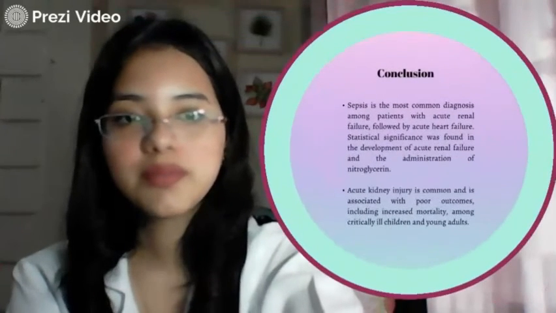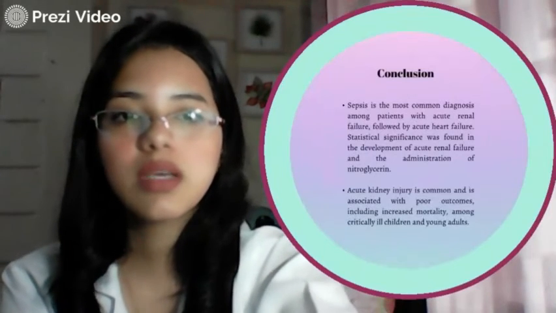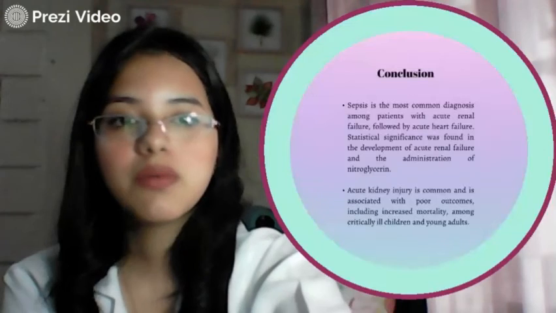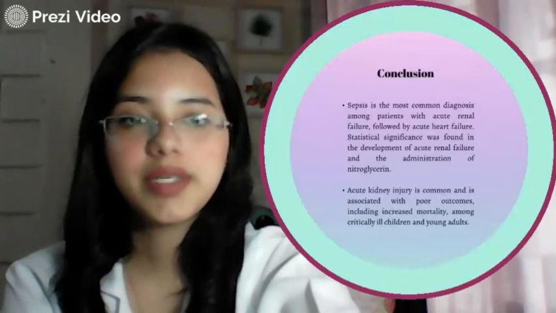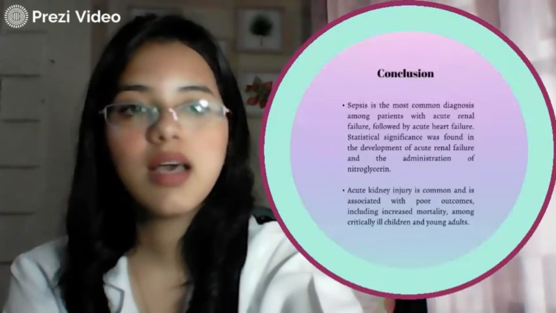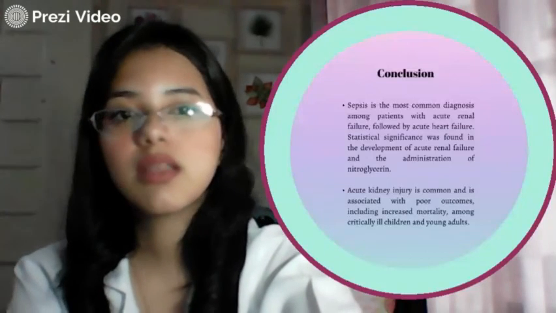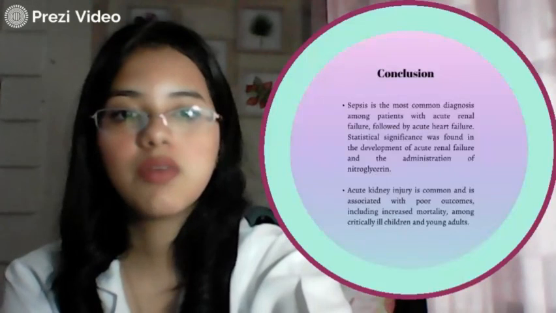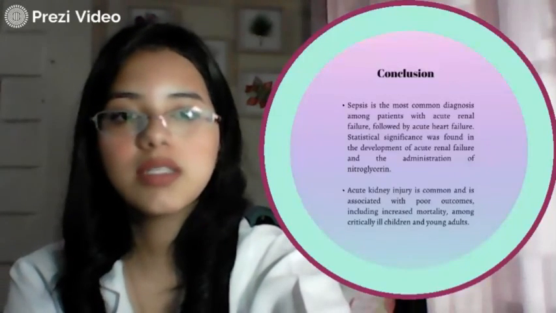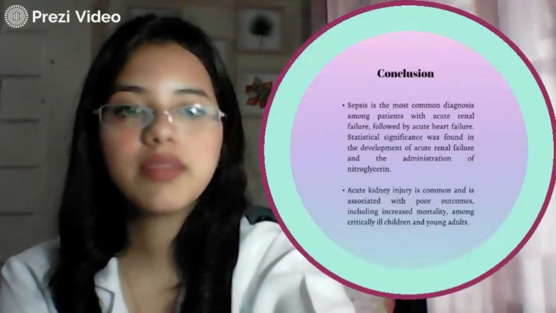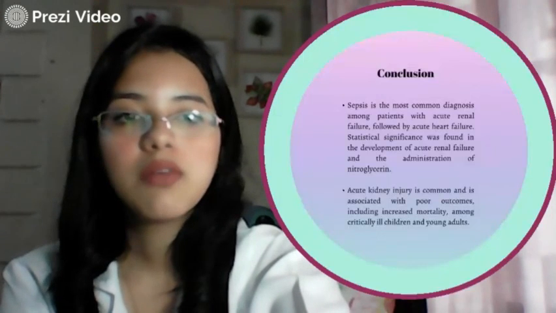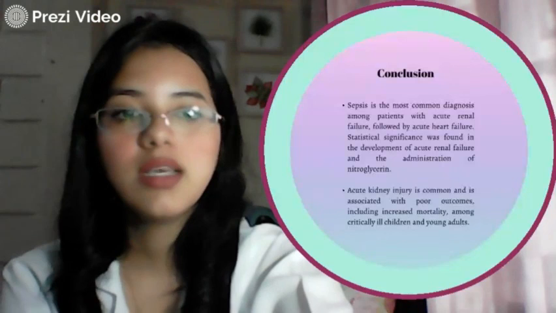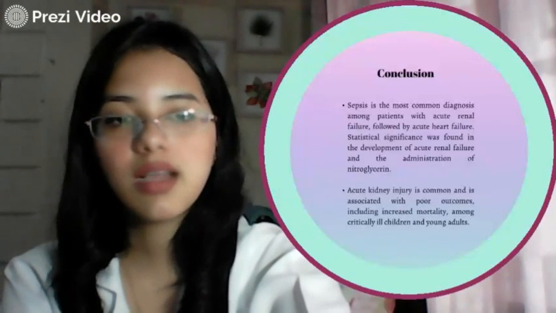A conclusion: sepsis is the most common diagnosis among patients with acute renal failure, followed by acute heart failure. Statistical significance was found in the relationship between acute renal failure and the administration of nitroglycerin. Acute kidney injury is common and is associated with poor outcomes, increasing mortality, and more critically ill children and young adults.